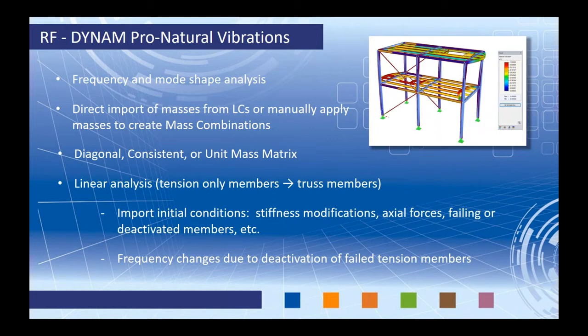We do have the diagonal, consistent, or unit mass matrix available here. And again, this is a linear analysis. So something like a tension-only member is replaced with a truss member. Now there are some other nonlinearities that may be simply ignored as well, such as a failing support.